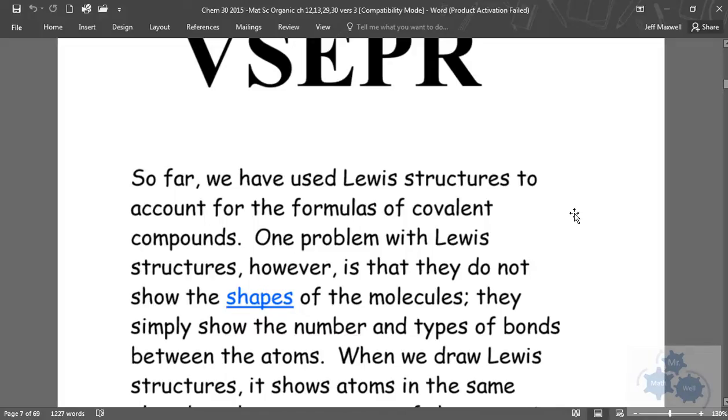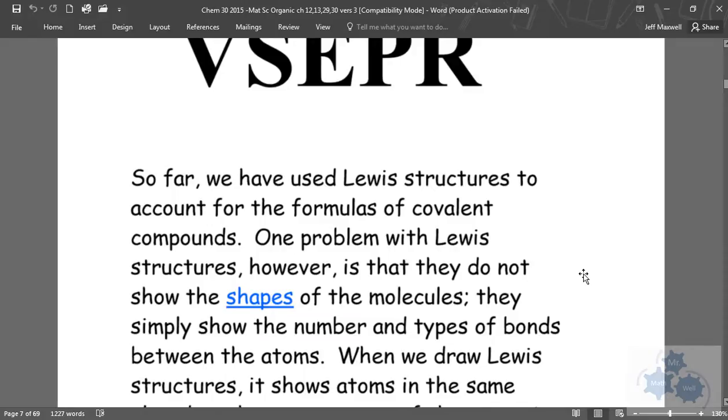But so far, we've used Lewis structures or Lewis dot diagrams to account for the formulas of covalent compounds. One problem with Lewis structures, however, is that they do not show the shapes of molecules. They simply show the number and types of bonds between the atoms.